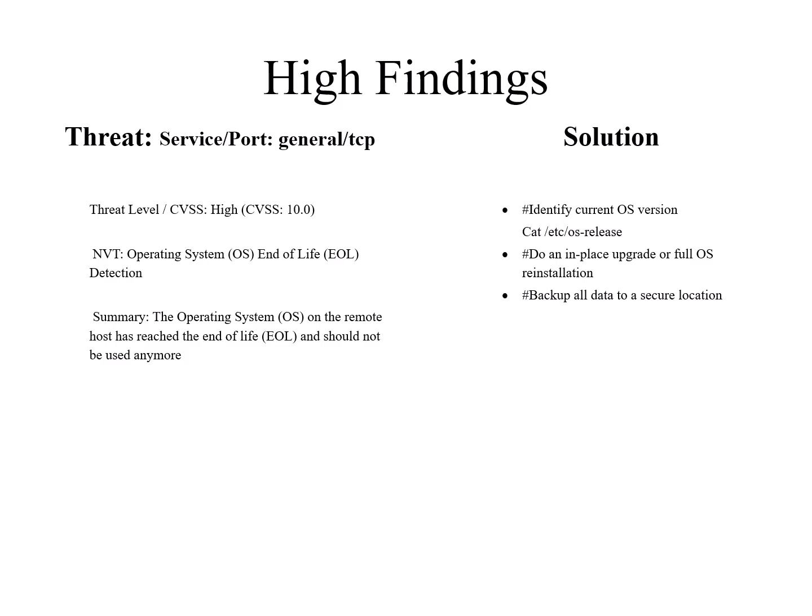Our first high finding is a general TCP finding. It is a threat level of 10 on the CVSS scale, which is high, and it involves the operating system end-of-life detection. The operating system on the remote host has reached the end of its life and it should not be used anymore. To solve this, we want to identify our current operating system version, do an in-place upgrade or full operating system reinstallation, and we want to back up all of our data to a secure location.